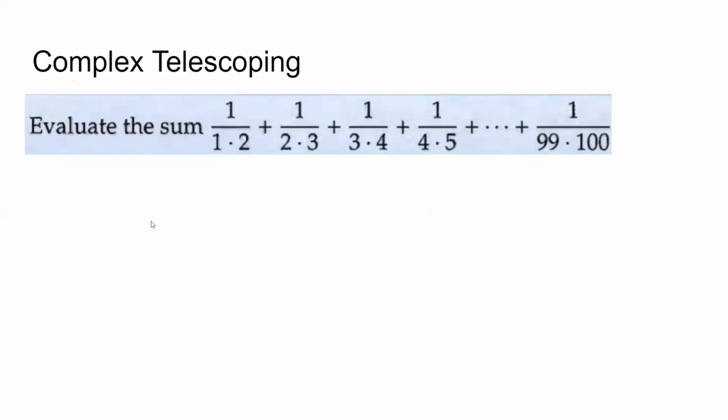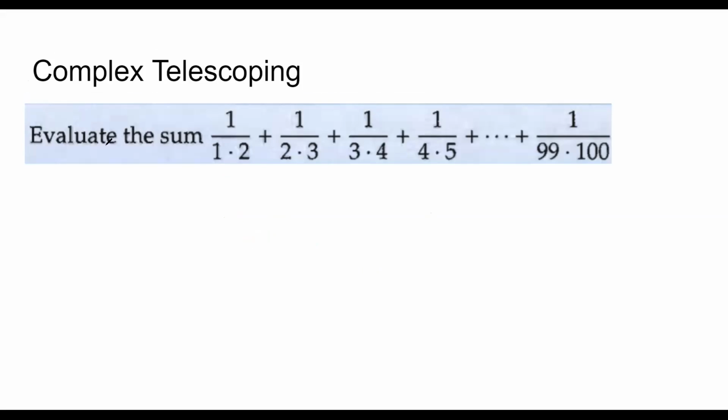But now let's look at this problem here. This is a very complex telescoping question. They want you to evaluate the sum of 1 over 1 times 2 plus 1 over 2 times 3 plus 1 over 3 times 4, 1 over 4 times 5, dot, dot, dot, plus 1 over 99 times 100. Well, of course, they definitely don't want you to manually do this with fractions and add them up. No, they'll never ask you to do something that tedious.